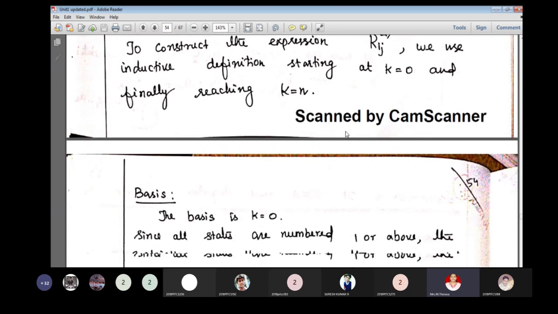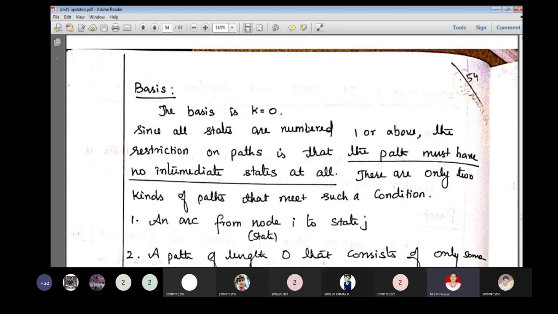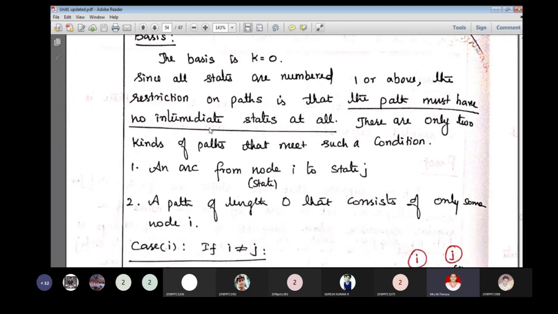So k is equal to 0. What is the meaning? Without any intermediate node in between. That is going to be the basic step. So here we are going to use the proof by induction method. Since all the states are numbered 1 or above, the restriction on the path is that the path must have no intermediate nodes at all.